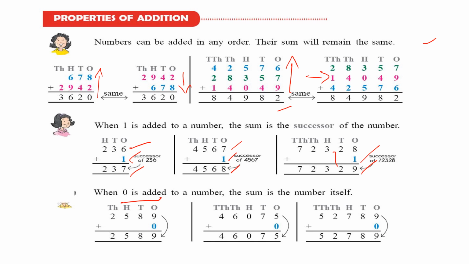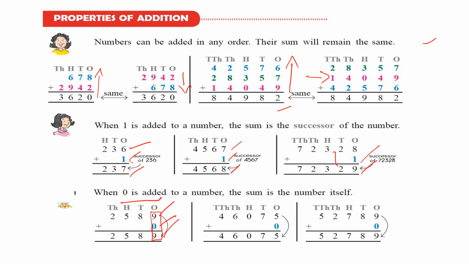So here in the example, look at the question given here, 2,589. With that, 0 is added. That means the answer will not change. The number will be the same number. That is 9 plus 0 is 9. That means the answer will not change. We get the same answer, 2589.